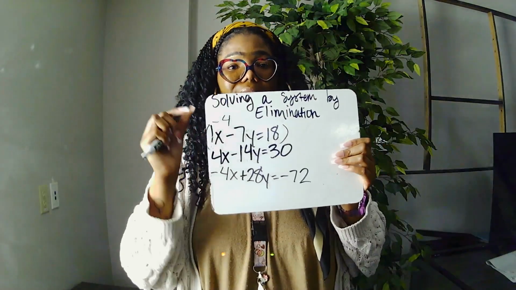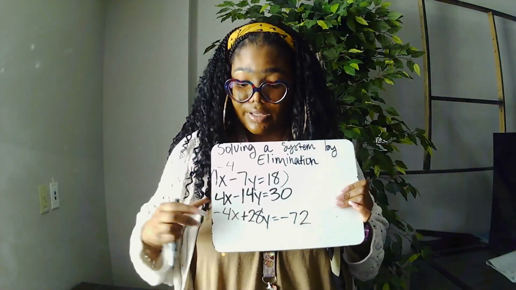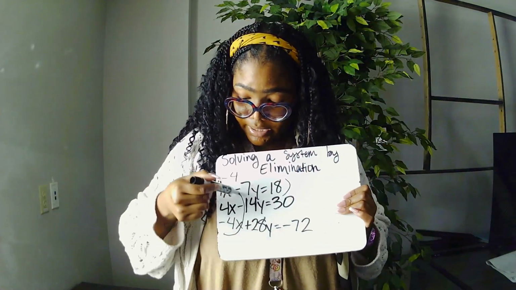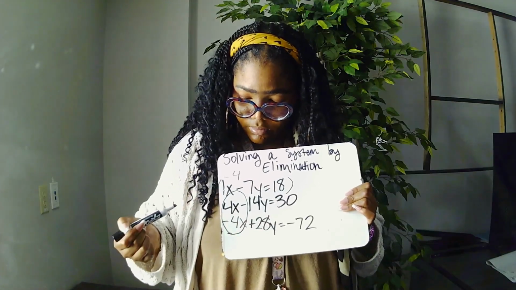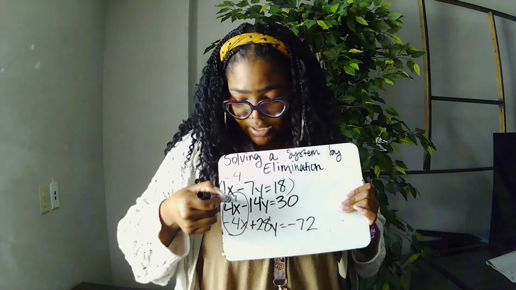And as you see, I achieved what I wanted to achieve. I have a positive 4 and a negative 4. They will eliminate each other. Okay? So just for face value, I will go ahead and cross them out because they eliminate each other now.